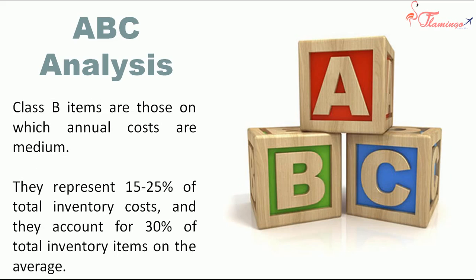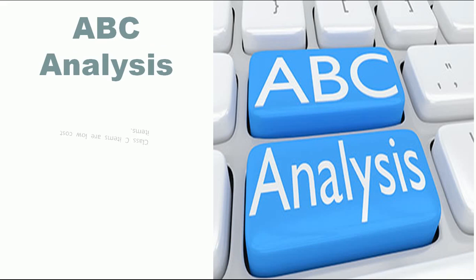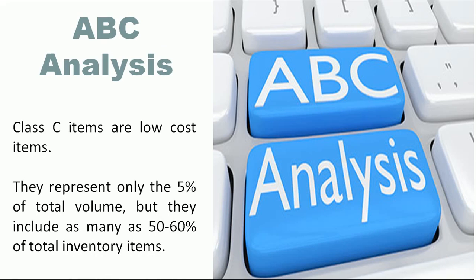Class B items are those on which annual costs are medium. They represent 15 to 25% of total inventory costs, and they account for 30% of total inventory items on the average. Class C items are low-cost items. They represent only 5% of total volume, but they include as many as 50 to 60% of total inventory items.